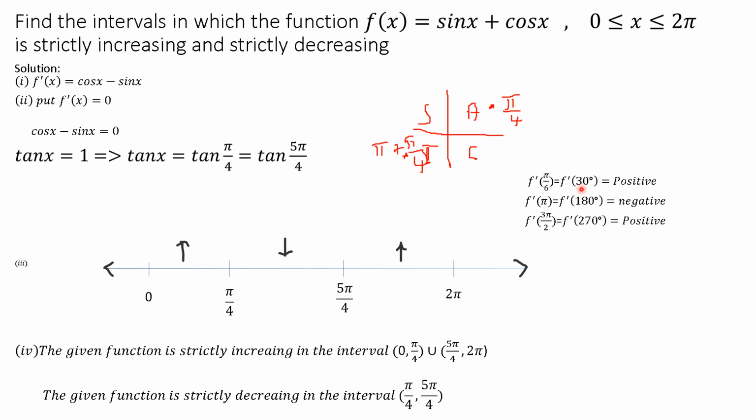You can take 40 degree, 10 degree, 20 degree, 5 degree, whatever angle you take, it should be in the interval 0 to pi by 4. It is better to take the standard angles 0, 30, 45, next 60 and 90, 270 like that. So I have taken pi by 6 here.